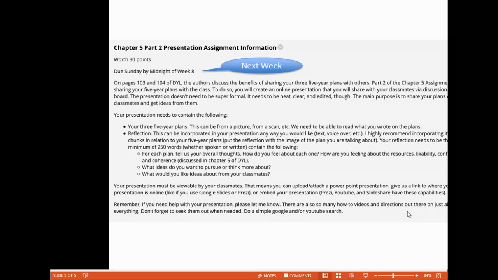the following. So here's your checklist. For each plan, tell us your overall thoughts. How do you feel about the plan? How are you feeling about the resources, likability, confidence, and coherence? Right, and these are discussed in chapter 5, so check out those vocabulary words. What ideas do you want to pursue or think more about? Third thing, what would you like ideas about from your classmates? This will be really helpful because you're going to be giving each other feedback.